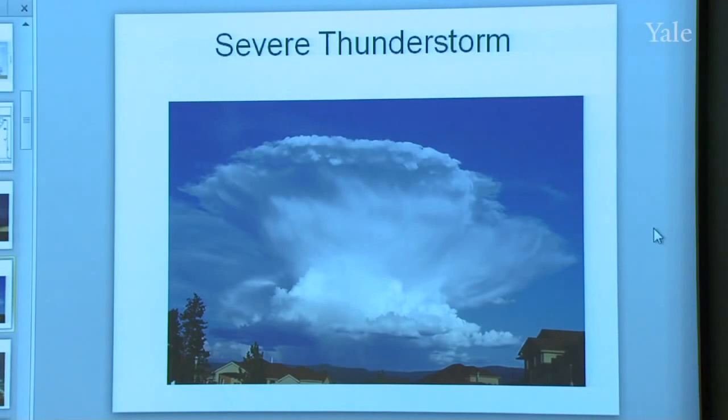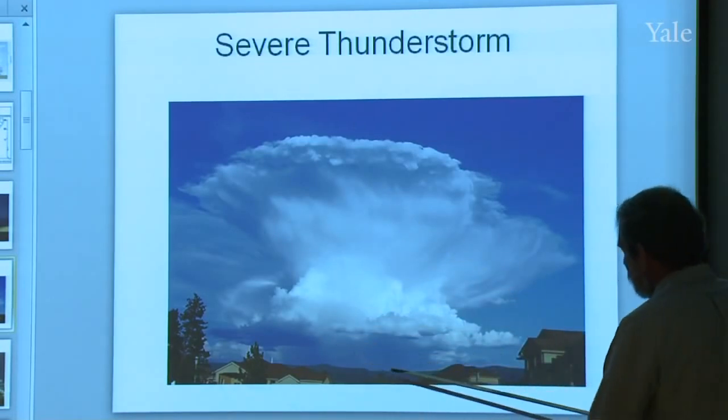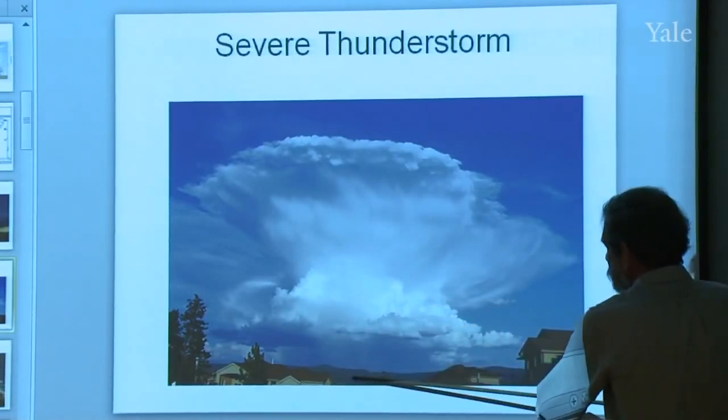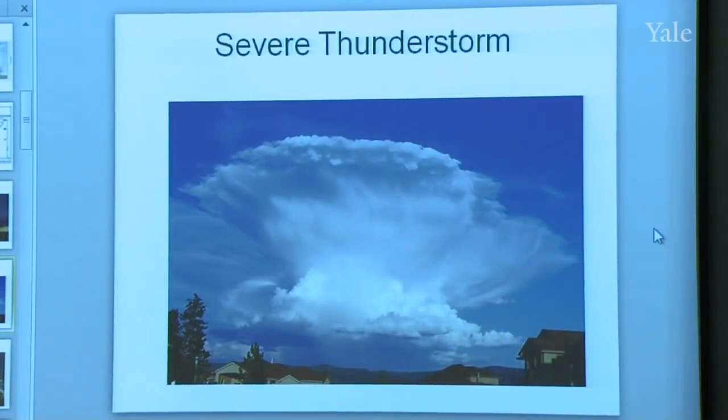There's one from a distance. We can't see much. I think this is where the air is coming up on this side. The rain is back here. There's the anvil spreading out.